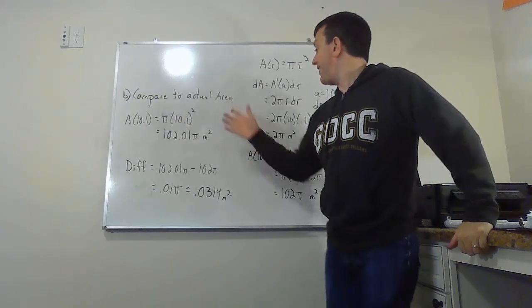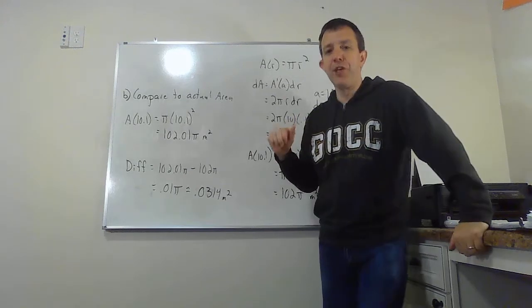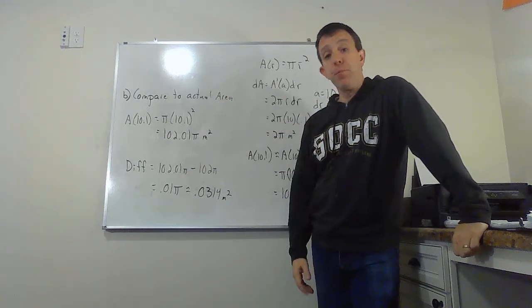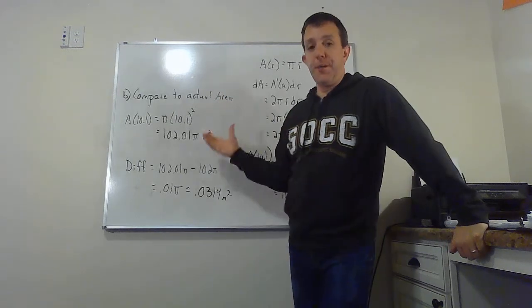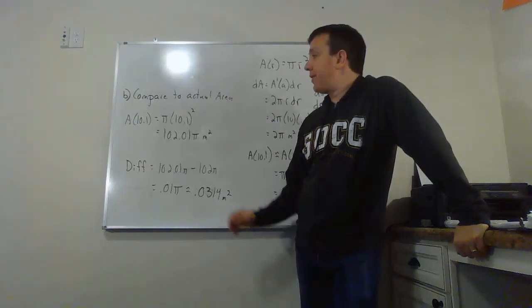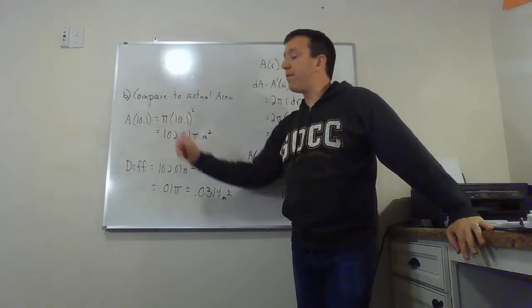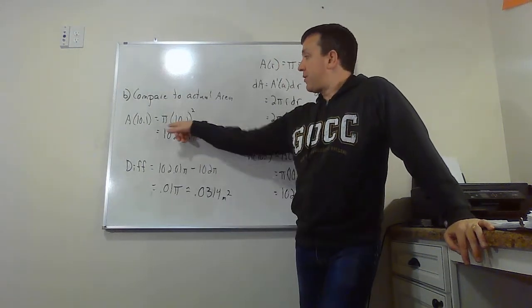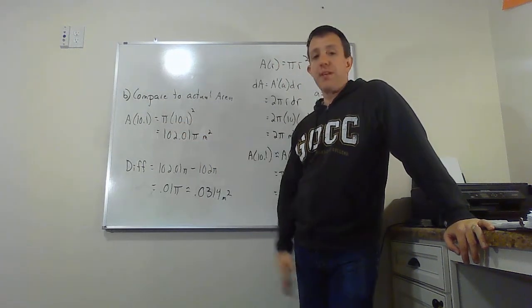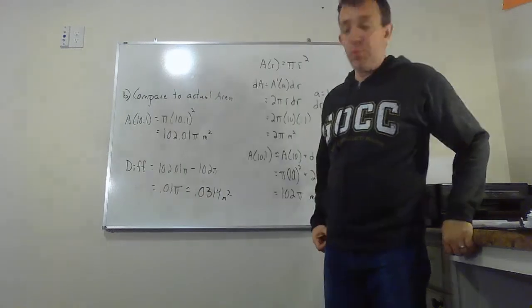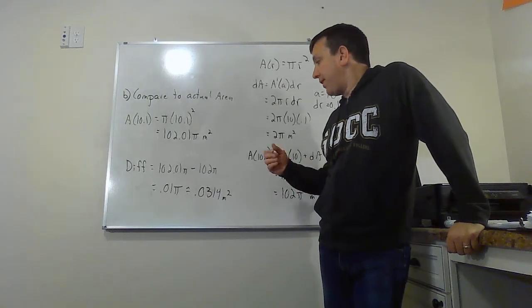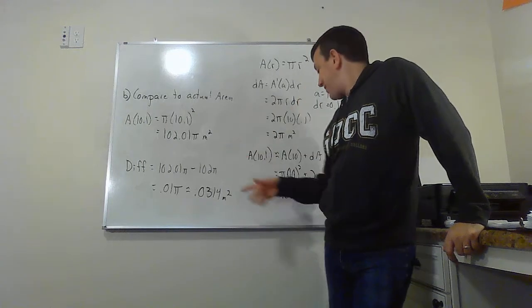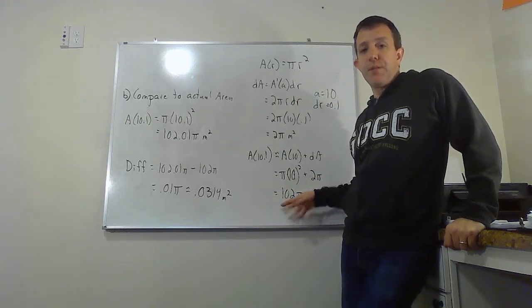Okay, so for part B, you can see I left this information still here. Part B, I just want to compare what we got, 102 pi meters squared, to the actual area. So now we're going to use our calculators. The area, if you have a radius of 10.1, is just pi times 10.1 squared, which works out to be 102.01 pi meters squared.